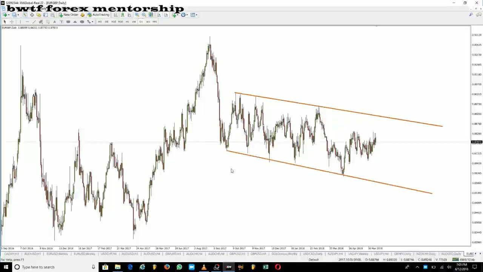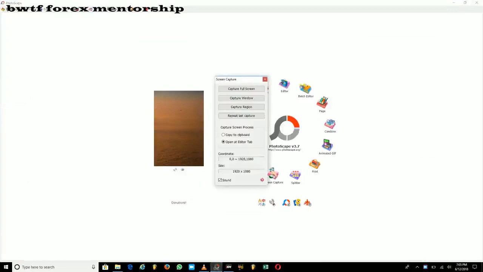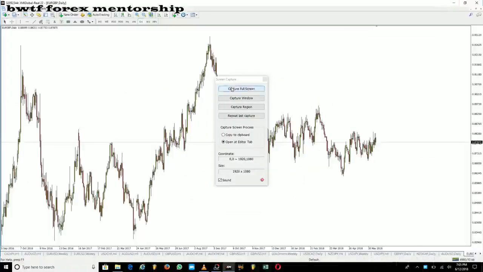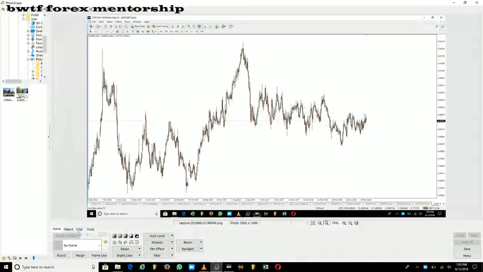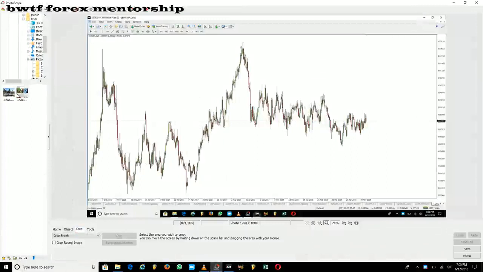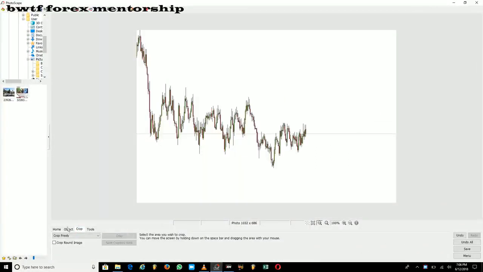Okay guys, this is the second example I'm gonna use. Let me screenshot it. Okay. So I'm gonna focus mostly on this part. Crop it. So I'm gonna focus on this part.